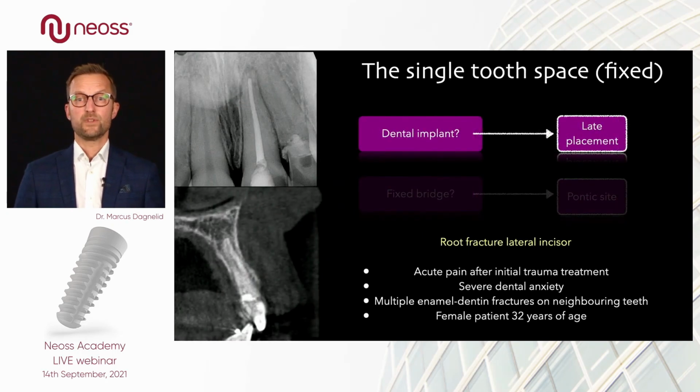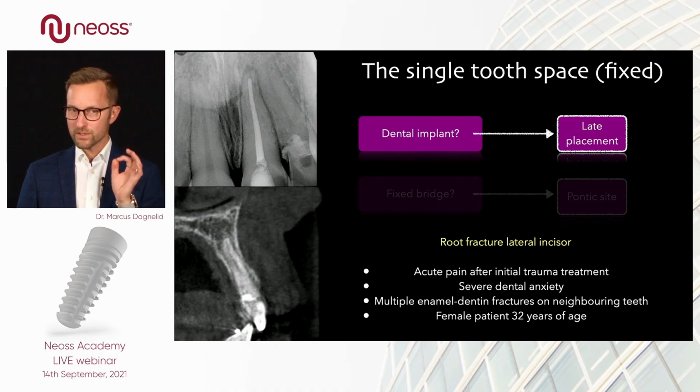So here we see a young female patient. She has a trauma and acute pain. She's had initial trauma treatment, but she's very much afraid of the dentist. We have multiple fractures on neighboring teeth. And since this is a patient that is very scared and has a lot of pain, we will not move on with any type of immediate placement of implants. So this is a case for ridge preservation.